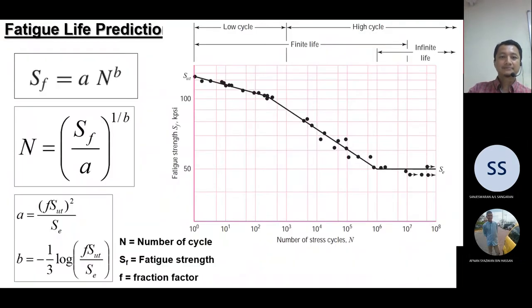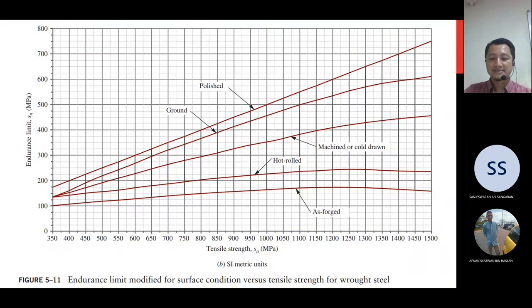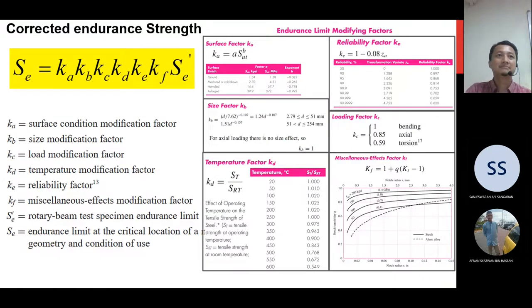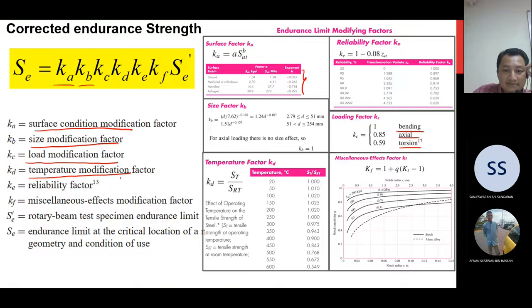Another thing that we need to know, there are a lot of possibilities when you are predicting fatigue failure. Berapa banyak dia punya term boleh ubah, constants sangat banyak. Antaranya adalah KA, surface condition, boleh mengubahkan fatigue life. Size modification factor, KB. Load modification factor. Load ni tengok pula, bending ke, axial ke, torsion ke. Surface condition, machining dia macam mana? Grinding, machine ataupun hot roll. Lepas tu ada pula temperature.